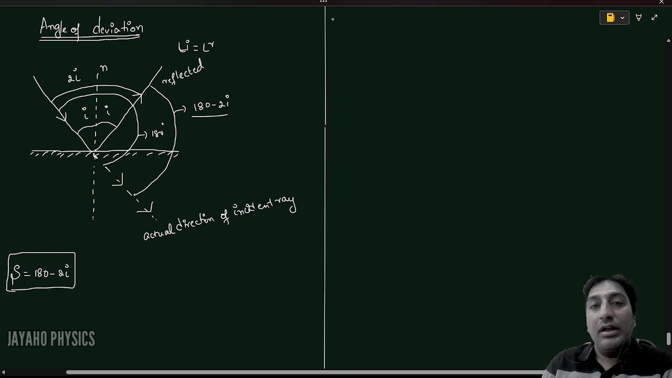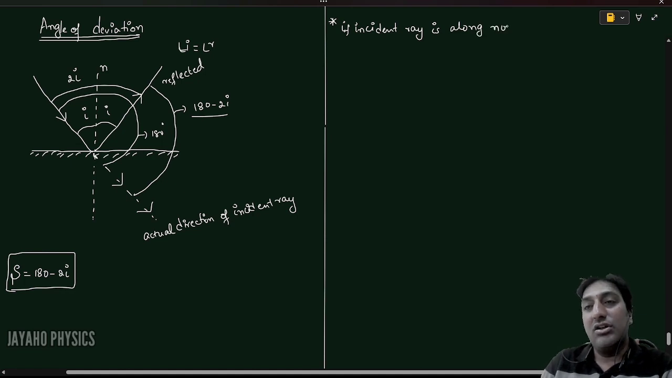Now, let us see some particular conditions for the angle of deviation: when it is a maximum and when it is a minimum. If the incident ray is along the normal, then the deviation delta is said to be maximum.